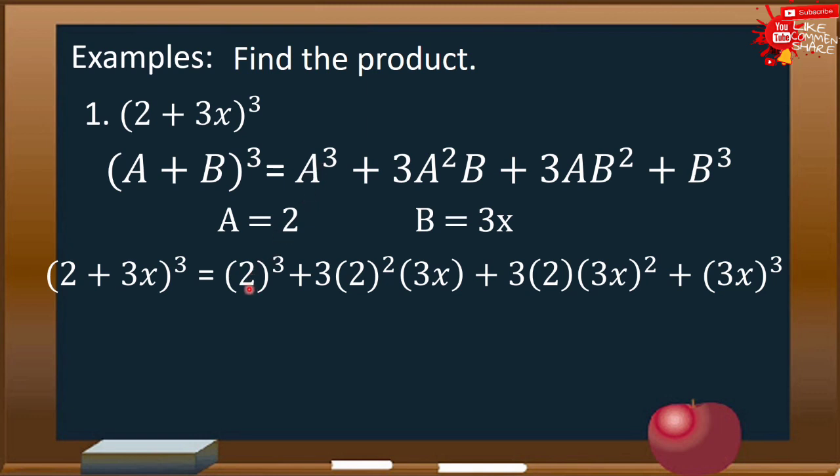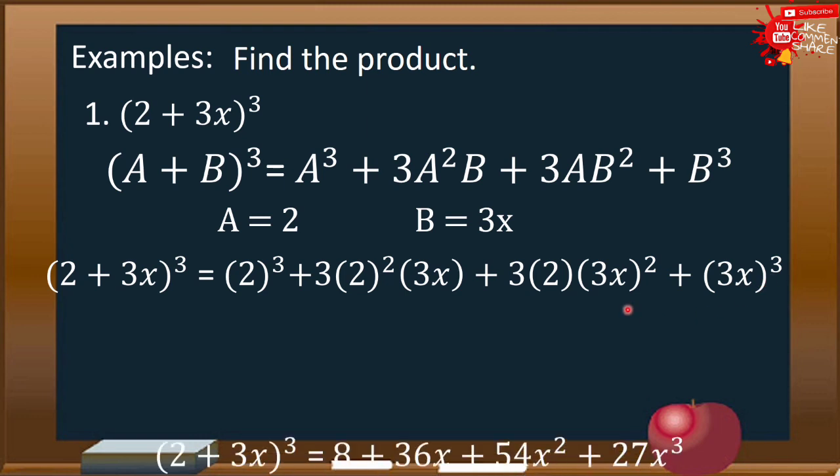So we will have 2 cube plus 3a squared b. So we have here plus 3 times a squared. So we have a, which is 2. Then we have squared. Then times b. So we have 3x. Plus we have 3ab squared. So we have 3 times 2, wherein our a is 2. Then our b is 3x. Then quantity squared. Then we have here plus b cubed. So we have plus our b is 3x. So substitute it and it will have 3x quantity cubed.